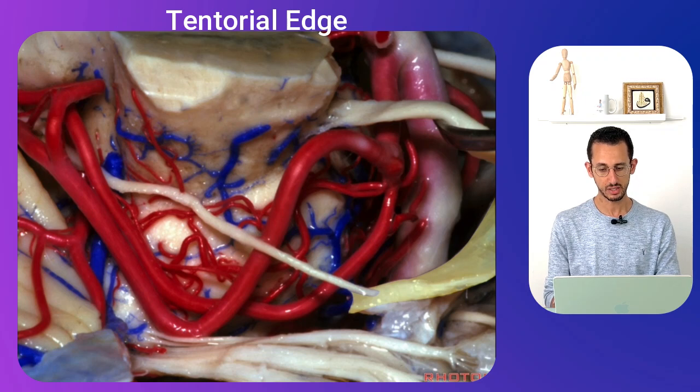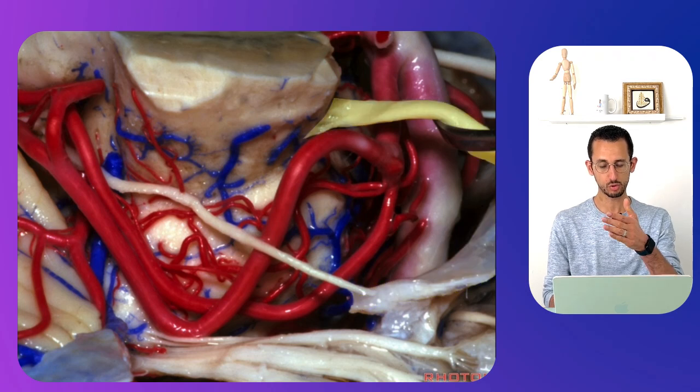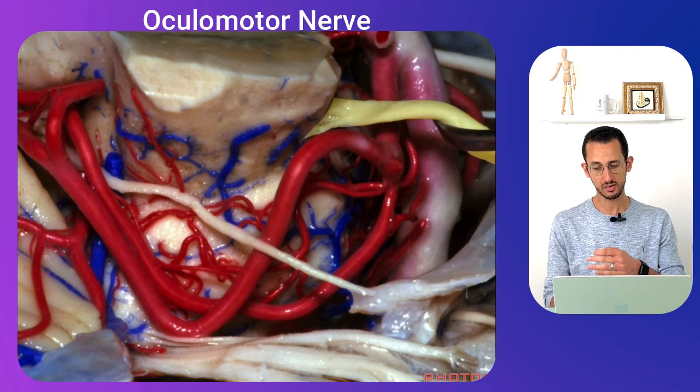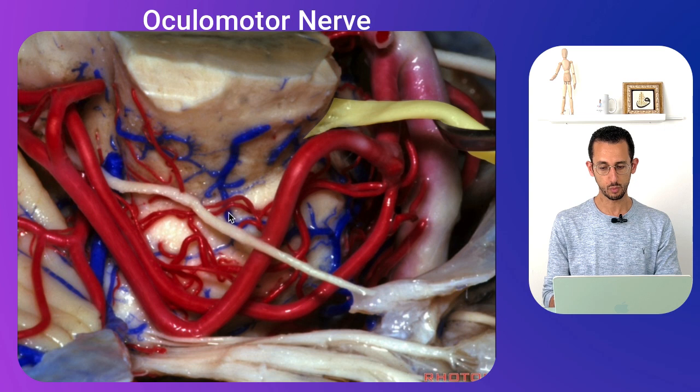That's near the posterior clinoid process, and that's lateral and posterior to the entry of the oculomotor nerve. The oculomotor nerve enters into the cavernous sinus a bit more anterior and medially, while the trochlear nerve goes more lateral and posterior.